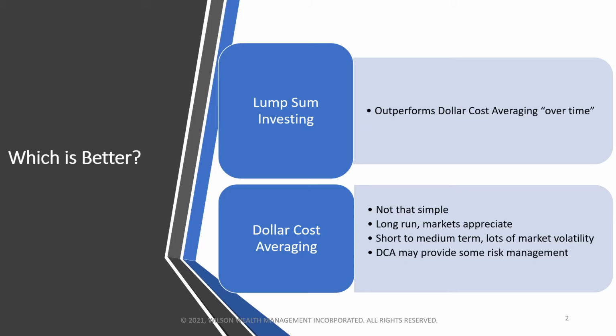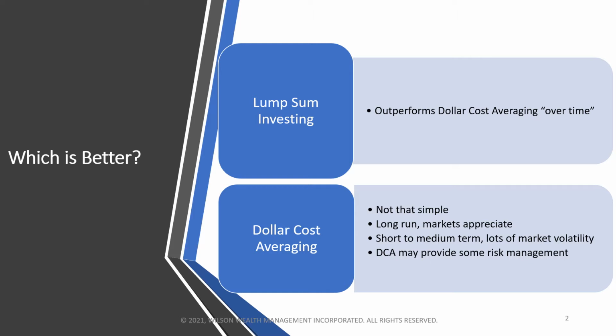So in the last episode we said, which is better, lump sum investing or dollar cost averaging? And we saw that over time, lump sum investing will outperform dollar cost averaging. But it wasn't that simple. Yes, in the long run, markets appreciate. Asset classes grow in value over time. But that's the long run. In the short and medium term, there can be lots of market volatility.